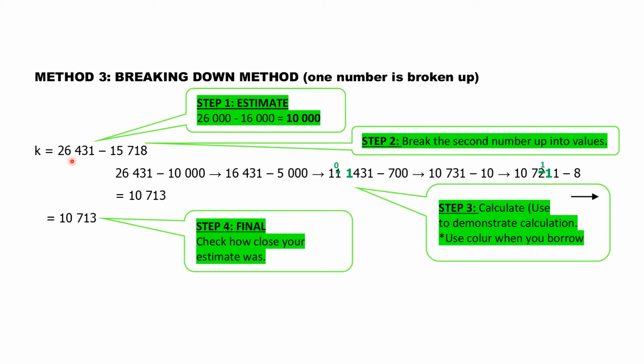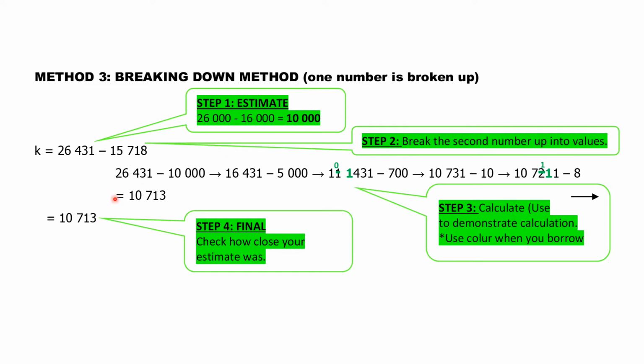26,431 estimated to the nearest thousand gives us 26,000. 15,718 rounded off to the nearest thousand will give us 16,000. Therefore, 26,000 minus 16,000 will give us an estimated answer of 10,000. Important, remember, you do not need to write this value out. You can simply calculate it in your head or write it out on a scrap piece of paper.